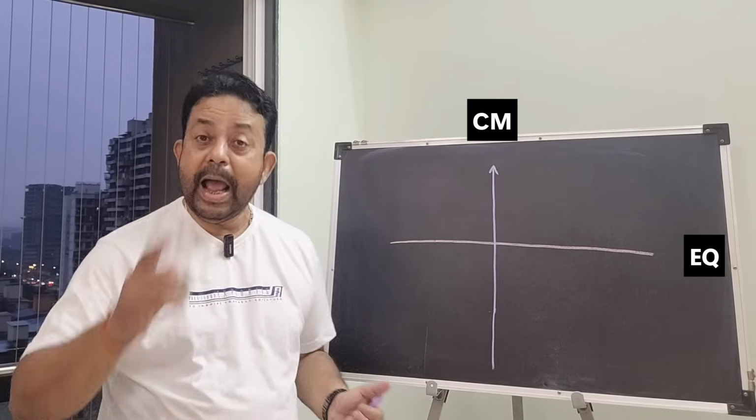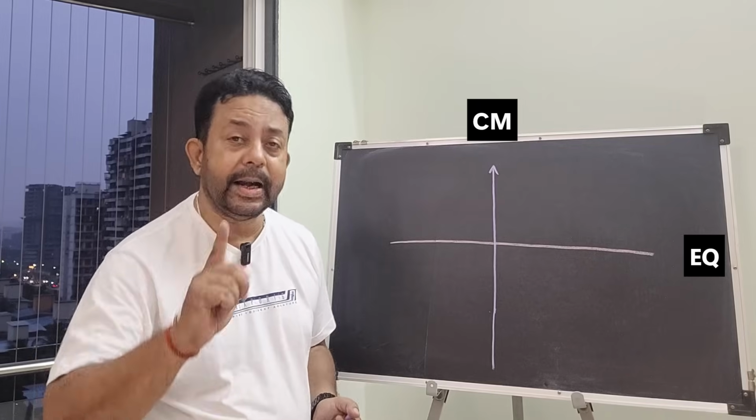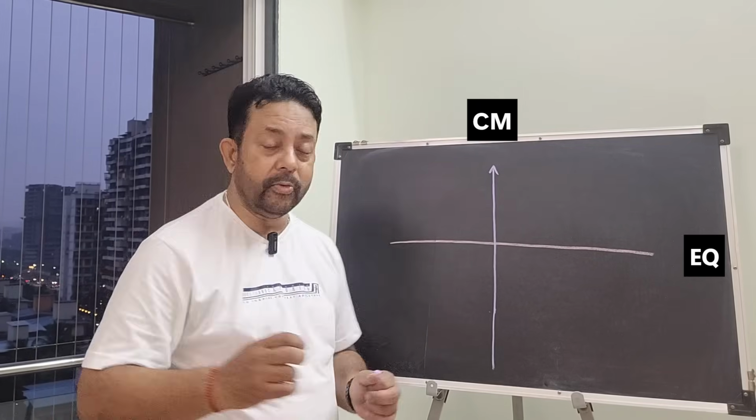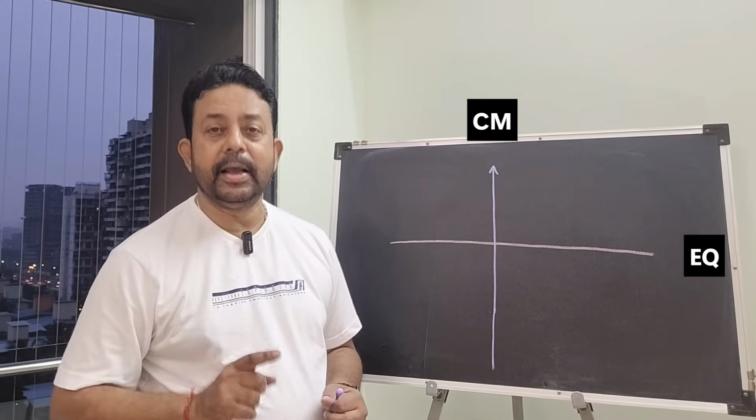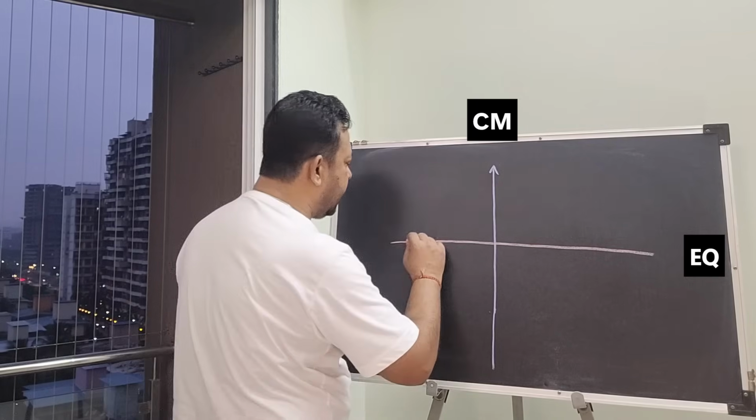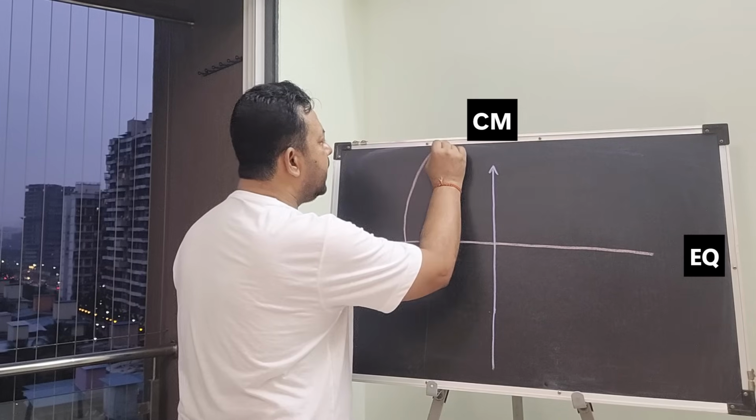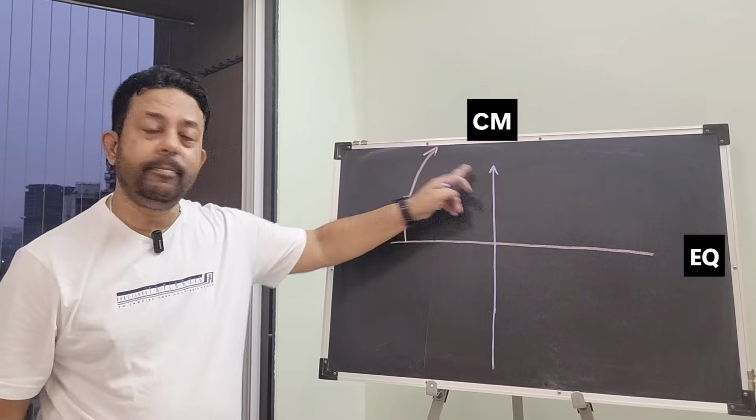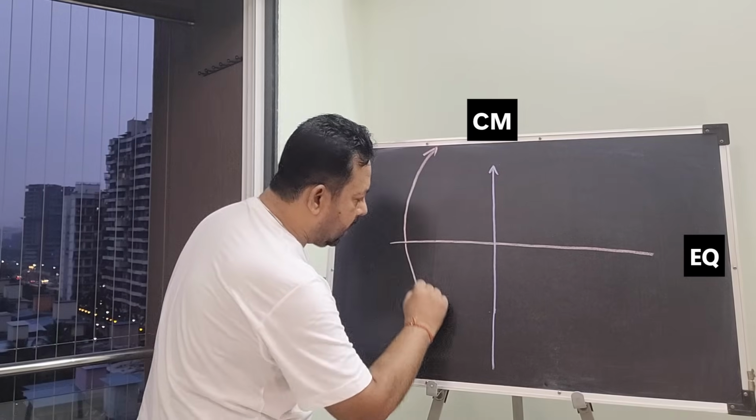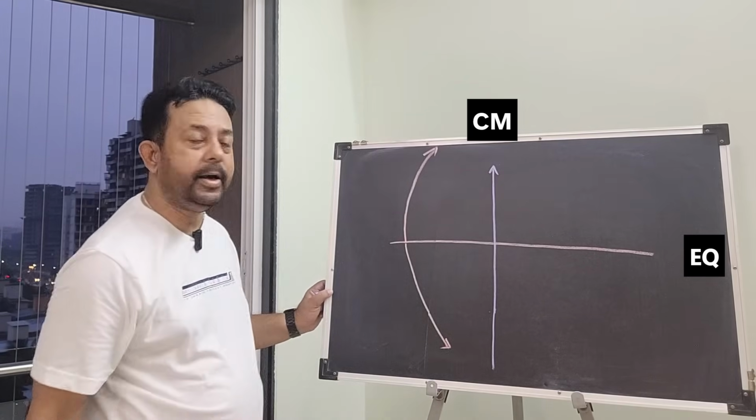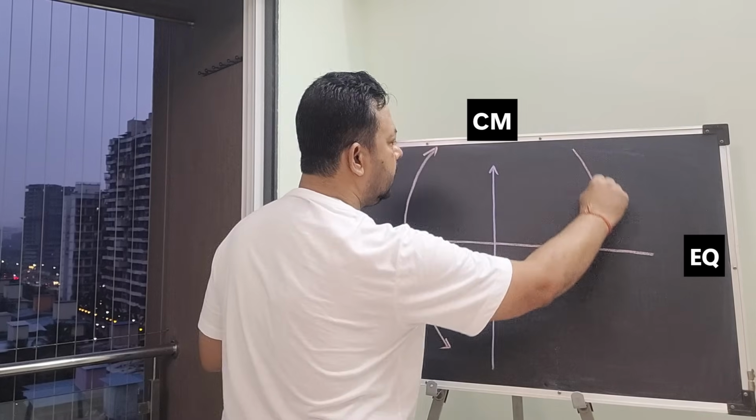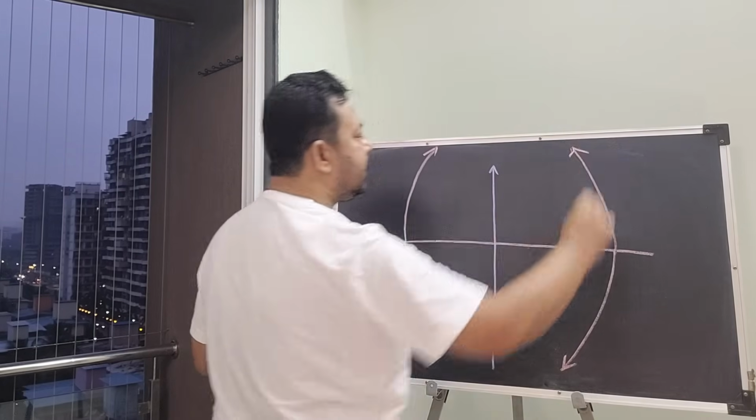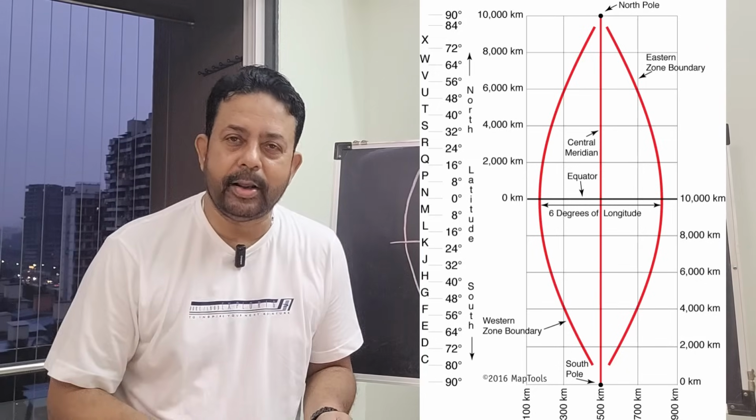Okay, we all know that. And they are not straight lines. The only thing that you need to remember is that the zone boundaries are not straight lines. They are curved lines. So how are they curving? They are curving from the equator towards the Central Meridian. Here also from the equator towards the Central Meridian. And here also like this. So this is going to be my zone boundary.